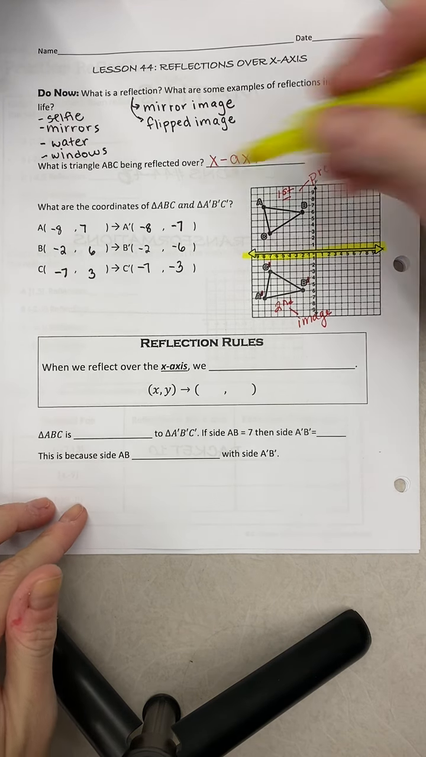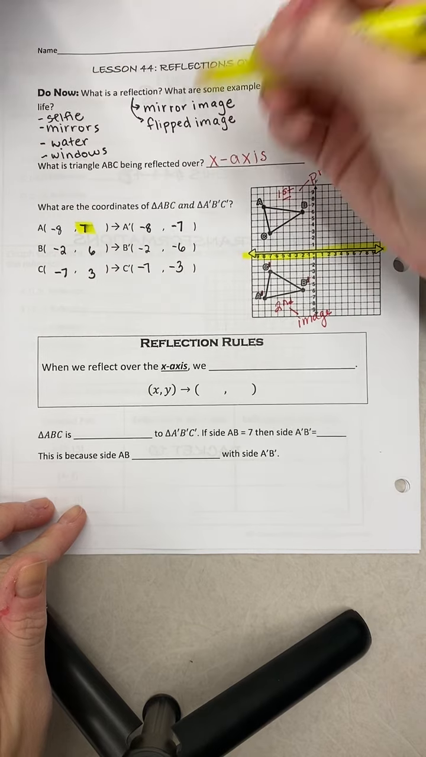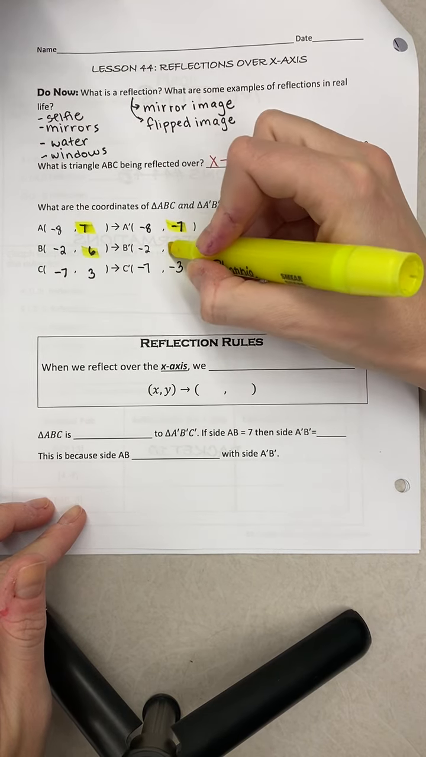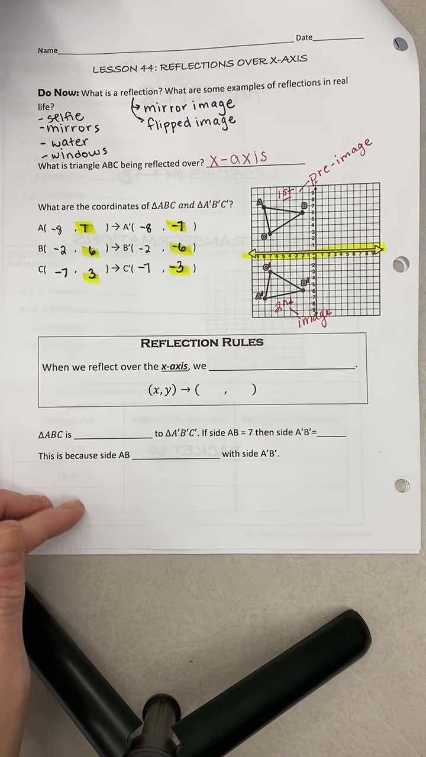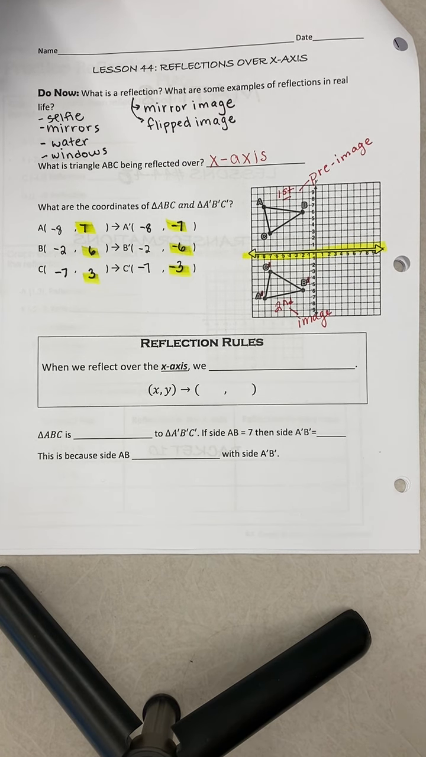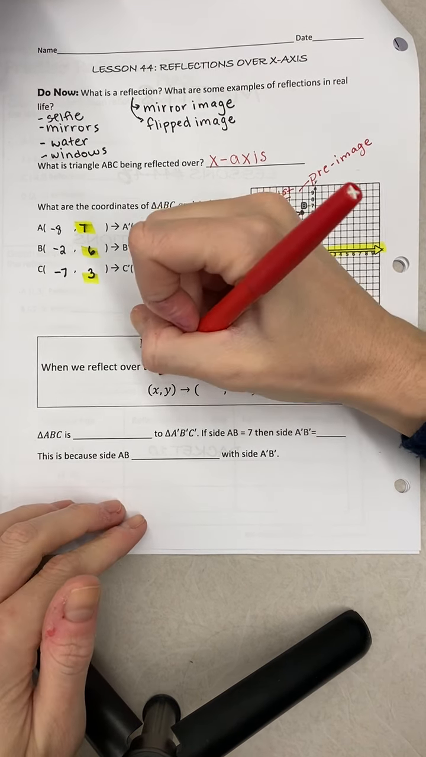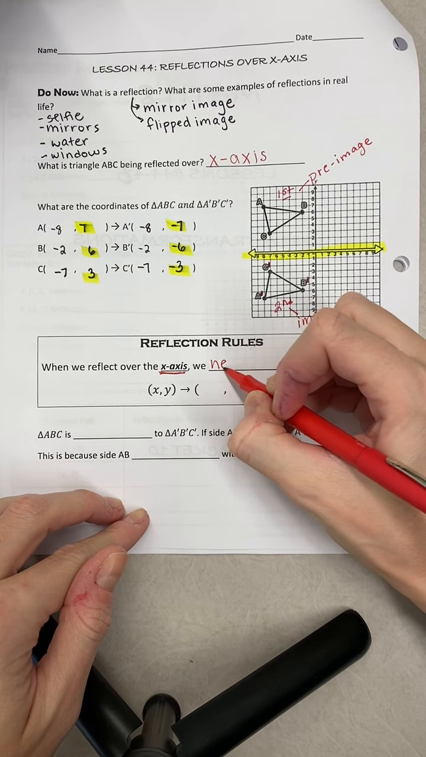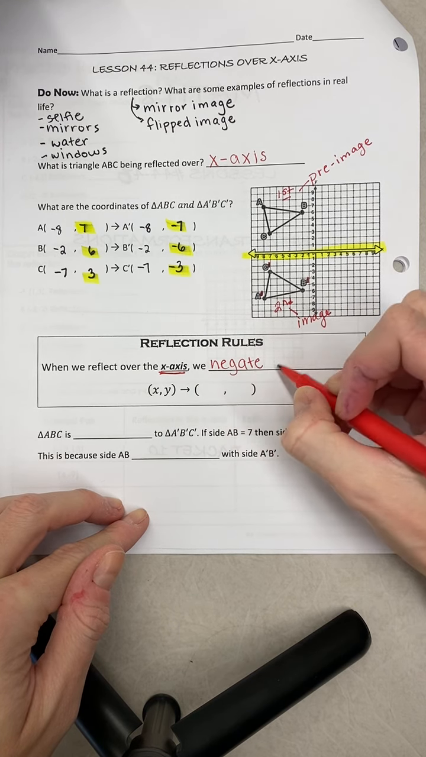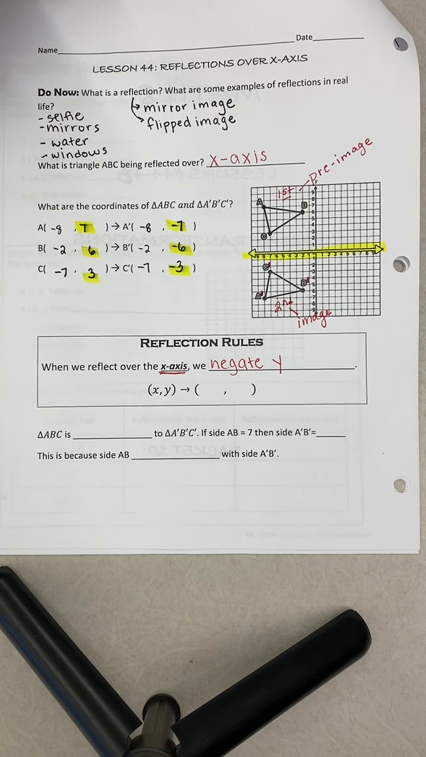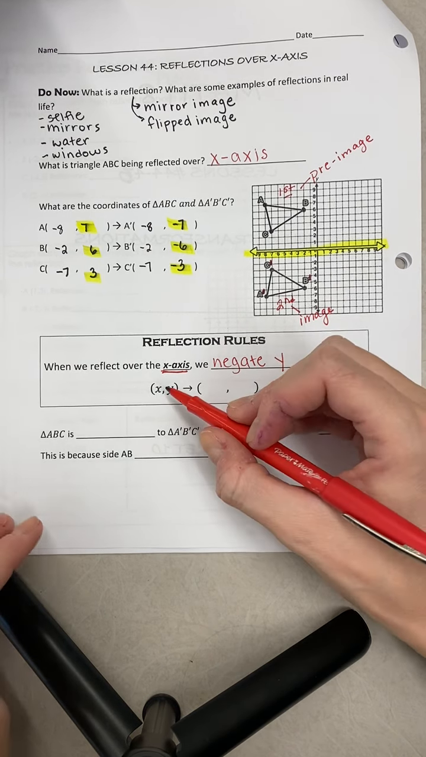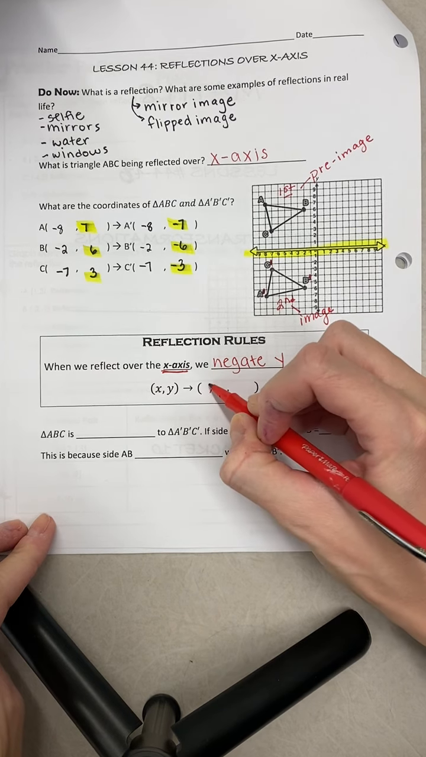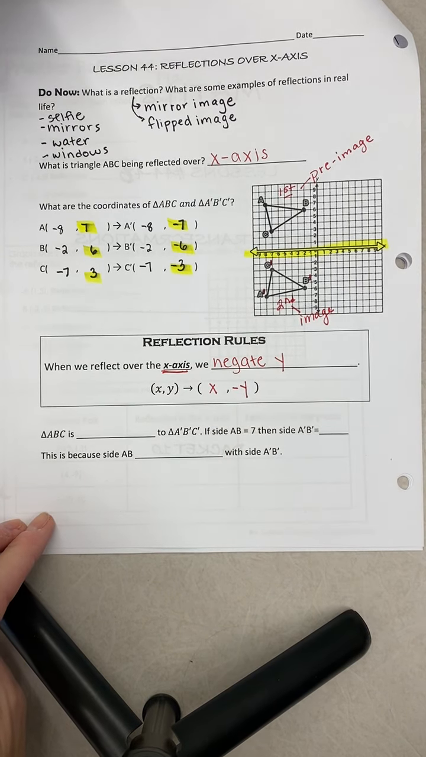Well, we notice that our y coordinates, 7, -7, 6 becomes -6, and 3 becomes -3. So that actually brings us to our reflection rule. When we reflect over our x-axis, the rule is we are going to negate the y. So that means if the y is a positive, it becomes a negative. If the y is a negative, it becomes a positive. So we write this as the xy coordinate now becomes x, -y.